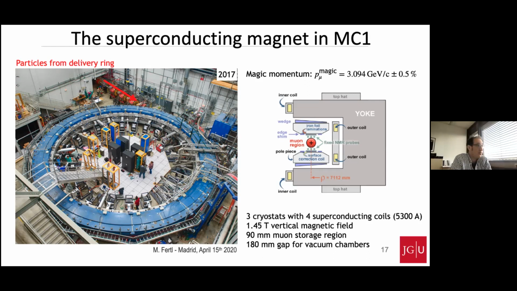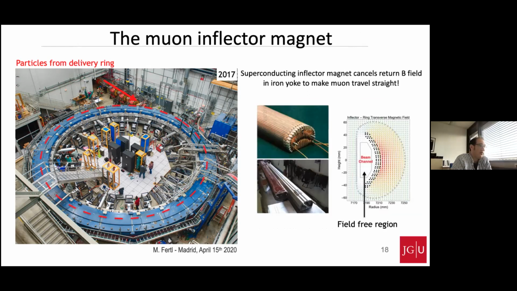To make the muons travel to the inside of the storage ring, we have to provide them a magnetic field-free region so that they can travel through the backleg of the magnet in a straight fashion. And we do this with the superconducting inflector magnet that cancels locally the magnetic field in the iron and provides in this beam channel a field-free region so that the muons can travel to the inside and are not deflected into the iron of the magnet.